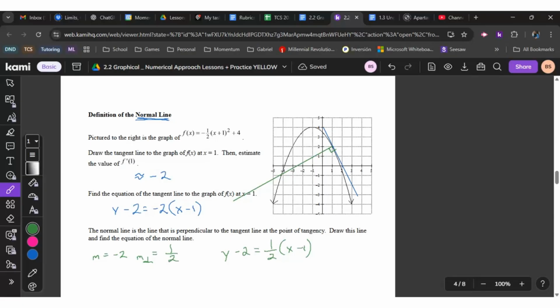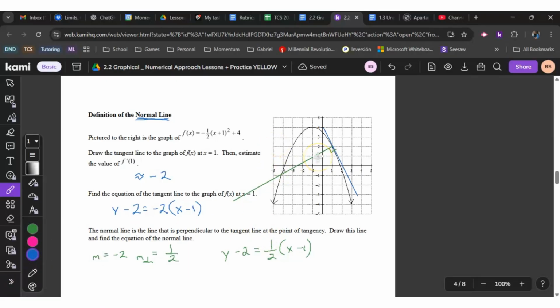Most of the time you're going to know it. It's not very common that you're going to be estimating the tangent line. As we learn more and more about how to do the derivative, you're going to have more and more accurate answers and less estimates.